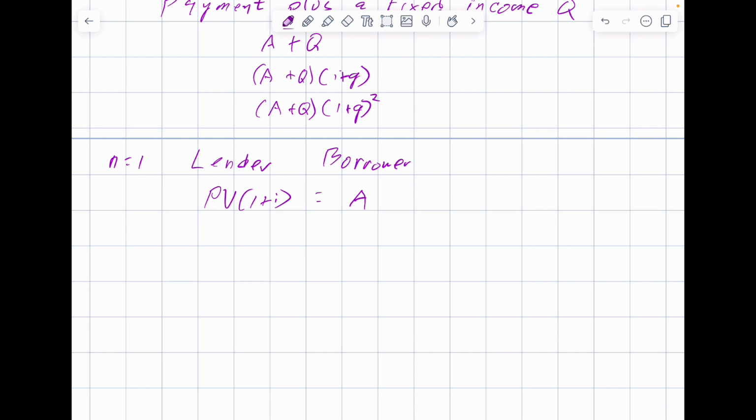Setting these two values equal results in the payment A being equal to PV times 1 plus I. A will be a little more than the borrowed amount, PV, based on the interest rate, I. Next, we'll calculate the payment for a 2-year loan by hard coding N equals 2.